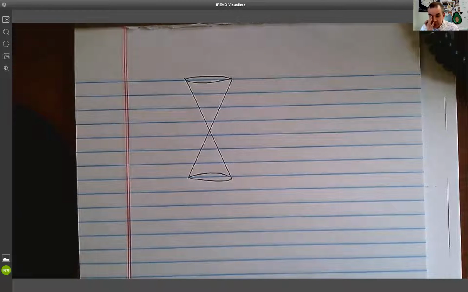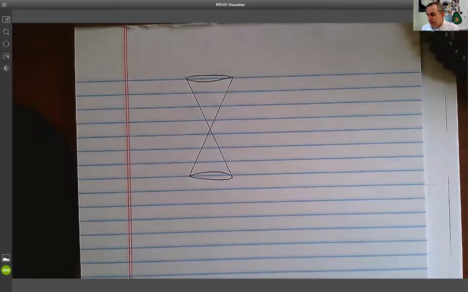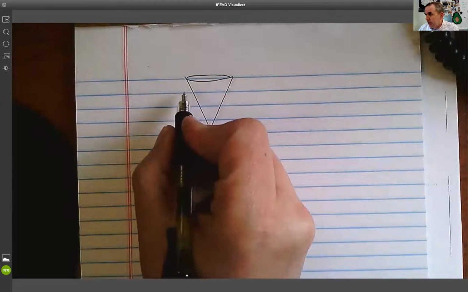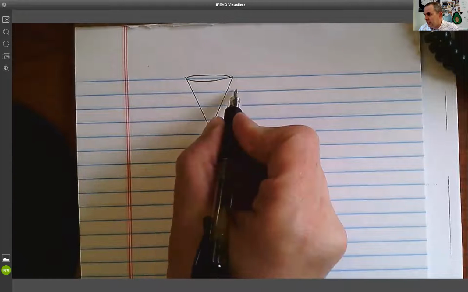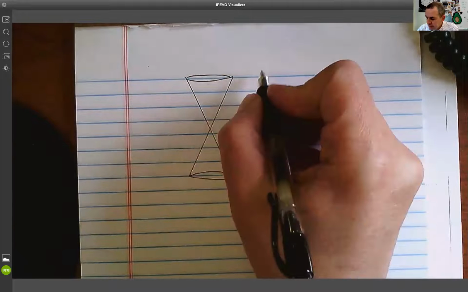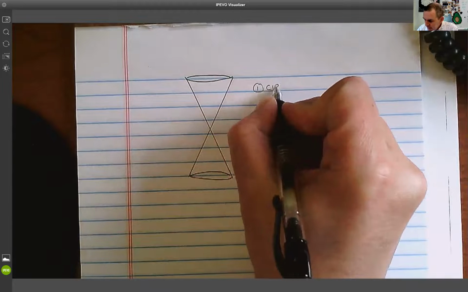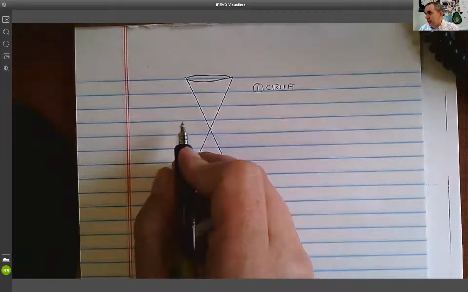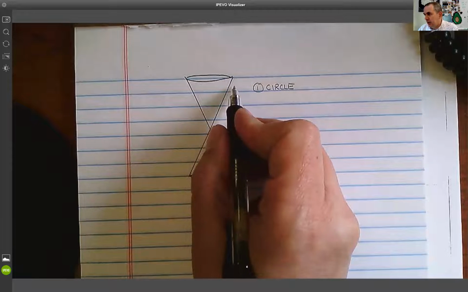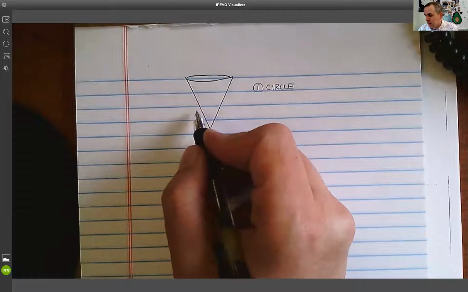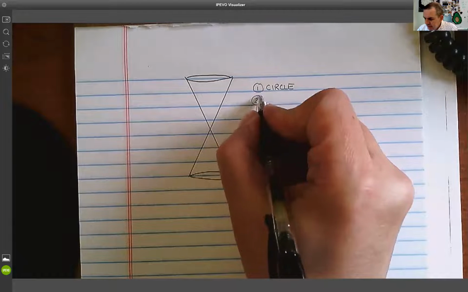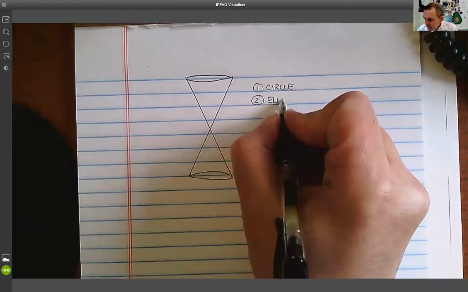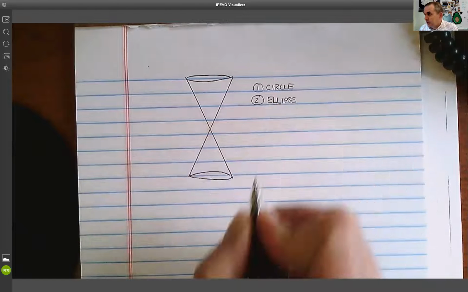And what we're going to be doing is investigating the different shapes you can make. The first shape we're going to talk about is if I were to horizontally cut this straight across, then that's going to be a circle. So when we cut it, we get a circle. The next one is if I cut one of these cones at kind of an angle, I'm going to get an ellipse. Okay, that's the next one.